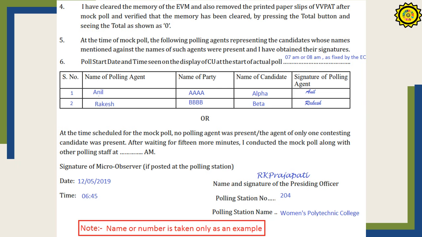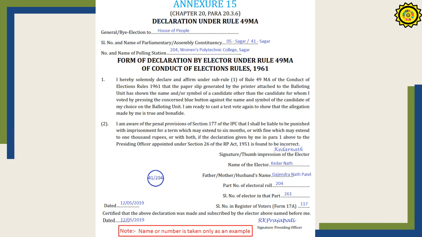The presiding officer shall mention the names of the polling agents and the candidates whom they represent and also obtain their signatures on the certificate on the completion of mock poll. The names of the candidates or party and polling agents have been taken as an example. The micro observer, if present, shall also sign the certificate. The format displayed is 49MA.